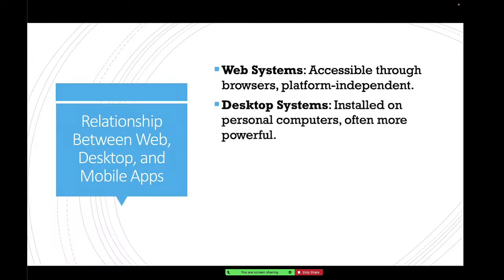Then we have the desktop system. If someone tells you, I want a desktop system, a desktop system is a system that will be installed on a personal computer. When you talk about a personal computer, you know what I mean, it will be installed on a computer or a laptop. That's what we call a desktop system or software. These softwares are usually powerful. If you don't have it installed on your computer, you cannot use it.